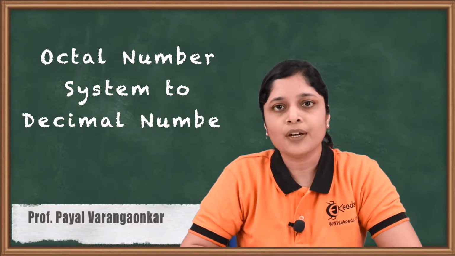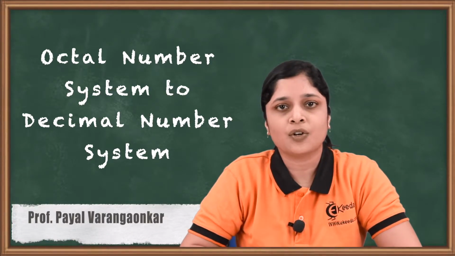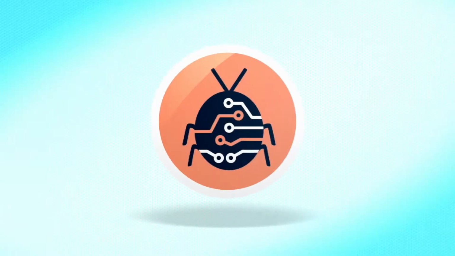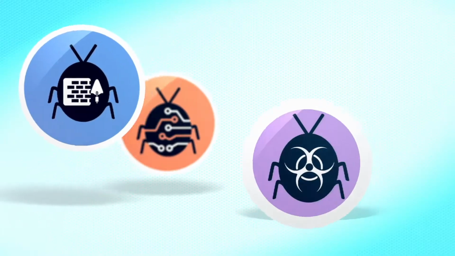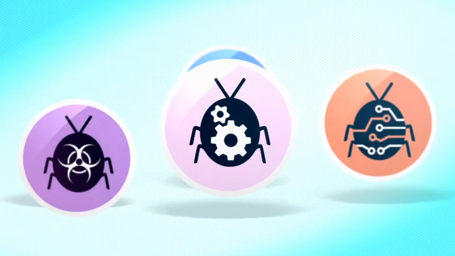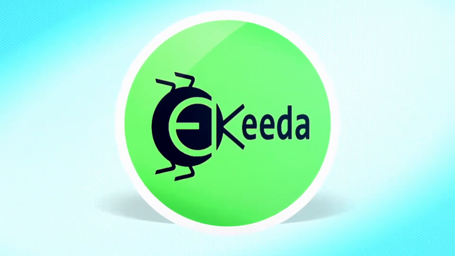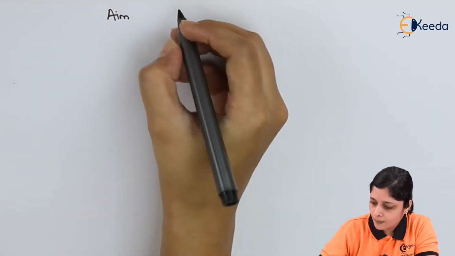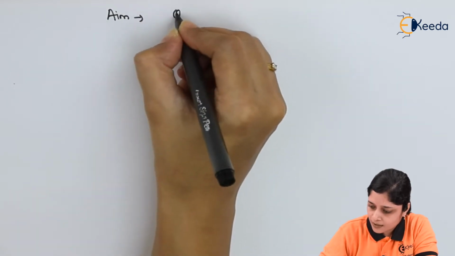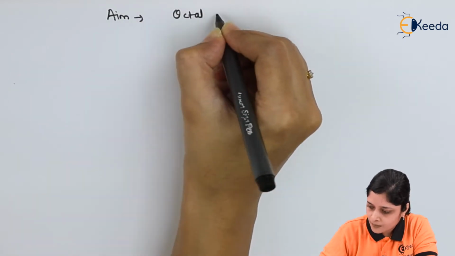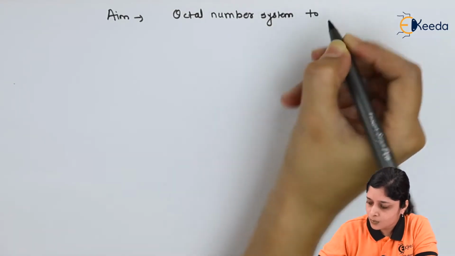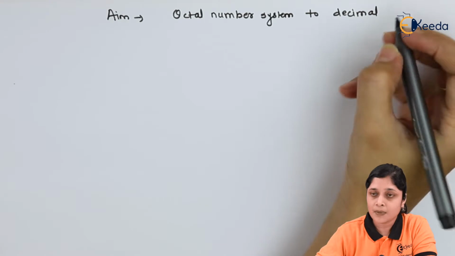Hello friends, we are going to see the number conversion of octal number system to decimal number system. Let's start with first example. Write down aim. Your aim is to get conversion of octal number system to decimal number system.